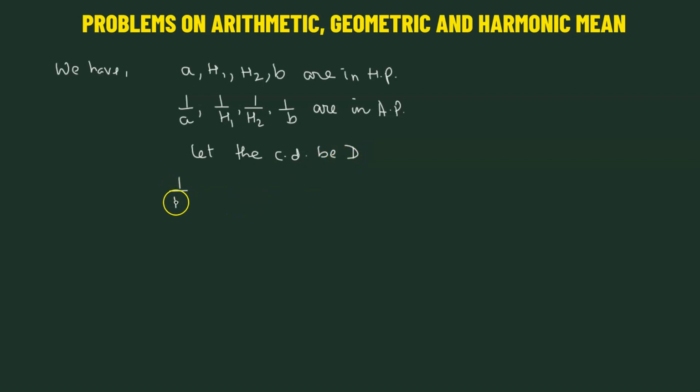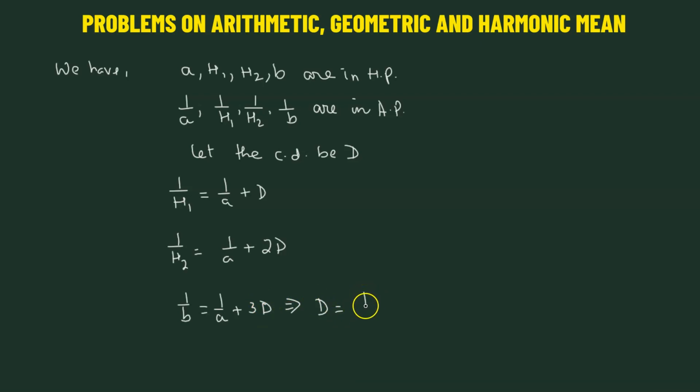And now we can define 1 over H1. So that's the second term. That's simply the previous term, which is 1 over A, plus the common difference d. Then we can also define the third term, which is 1 over H2. We'll take the previous term, which is 1 over H1, and add the common difference to it. So that means we have 1 over A plus d, and when we add one more d to it, we'll get 2d. And then we have the fourth term, which is 1 over B. That's defined as the first term plus 3 times d. So from here, we can find out the value of d. So d will be simply equal to 1 over B minus 1 over A, all multiplied by 1/3, or simply A minus B divided by 3 times AB.